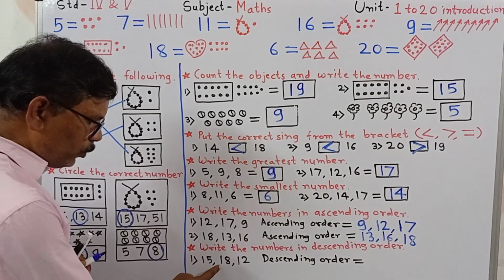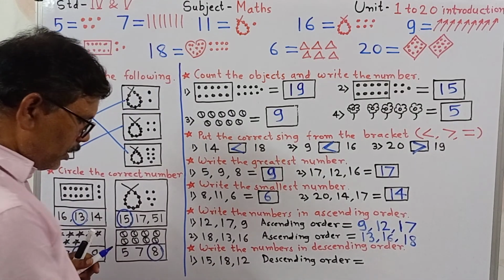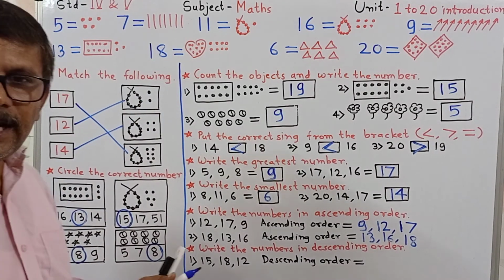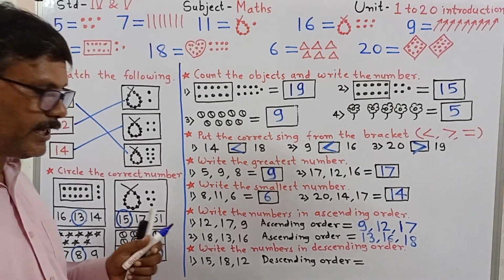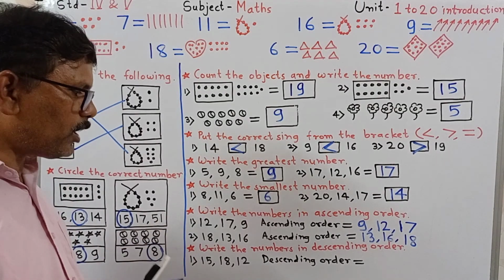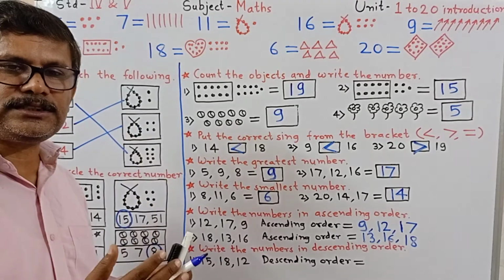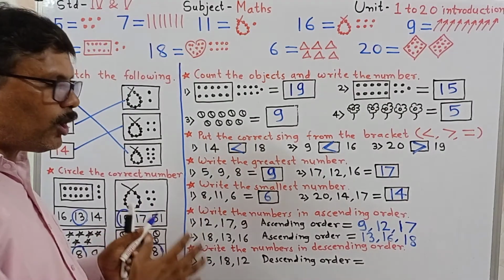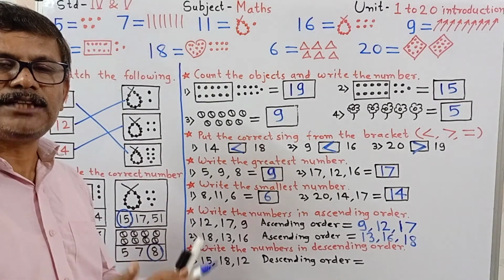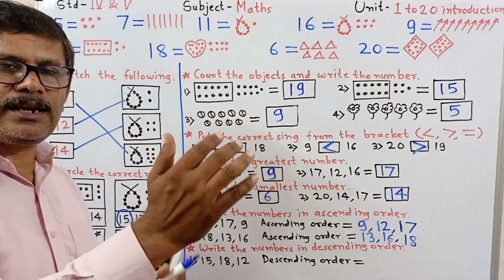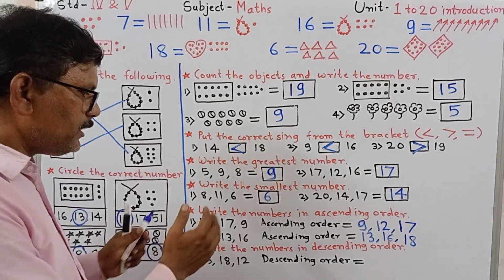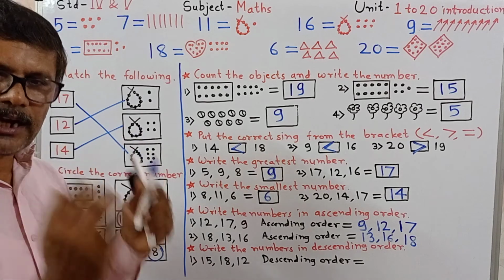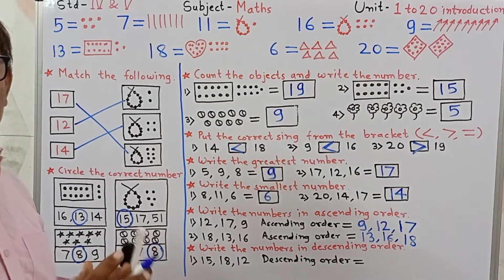Here is 1 ten, 1 ten, 1 ten. 5 units, 8 units, 2 units. So 8 is the greatest. So 18 is the greatest number. In descending order we must write first the greatest number and last the smallest number. In ascending order we must write first the smallest number and the last number is the greatest number. But in descending order we must write first the greatest number and the last the smallest number.